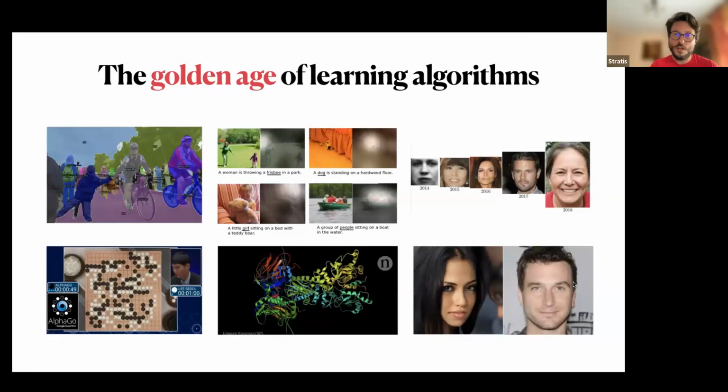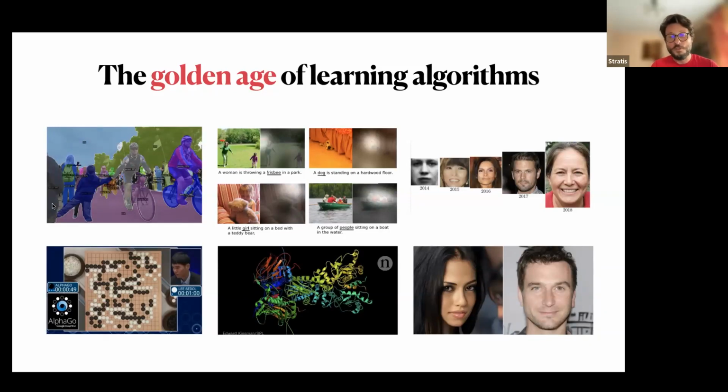So I would like to start with what I observed the last few years as the golden age of learning algorithms. Why I'm starting here, because I think this leads to why time is interesting. So the golden age of learning algorithms starts ever since 2012 with the introduction of AlexNet, which beat the ImageNet challenge in 2012.